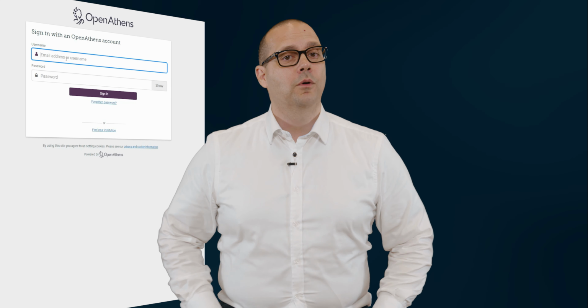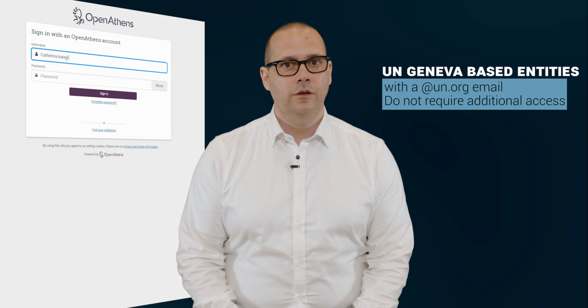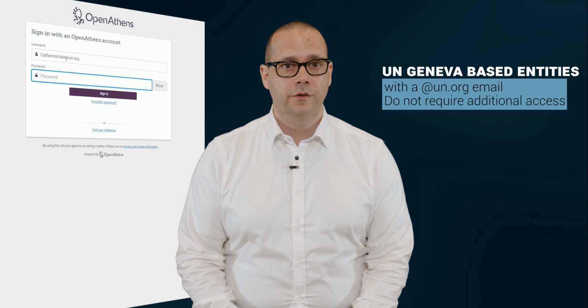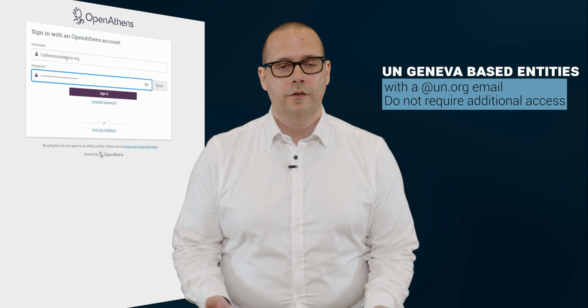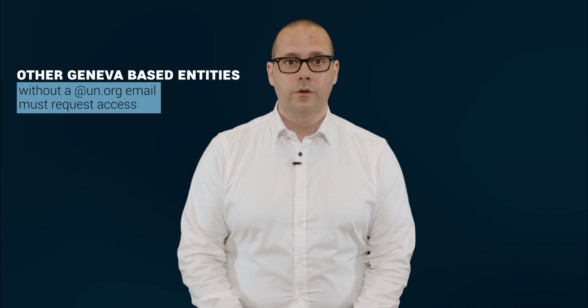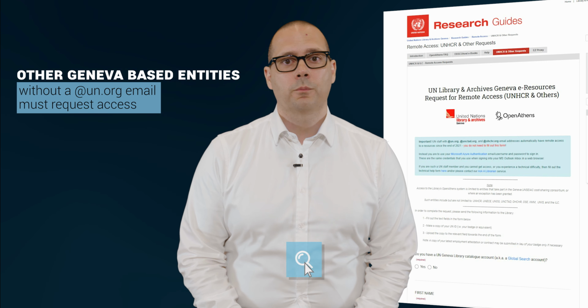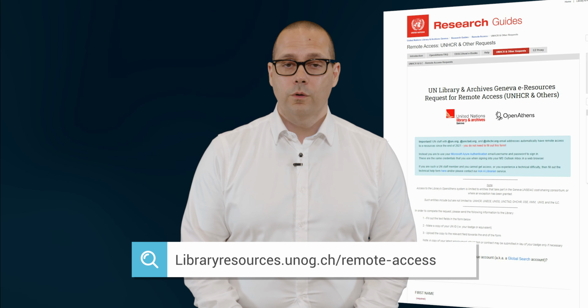On the login page, there are multiple options. UN staff working for a Geneva-based entity with an @un.org email can use our Office 365 credentials to log in. It's the same email and password they would use to access Outlook or SharePoint Online. UN staff working for a Geneva-based entity but without an @un.org email, such as UNHCR staff, need to make a request for a personal account. This can be done through our website. Once you have signed in to access an e-resource, you'll be automatically redirected to your e-resource of choice.